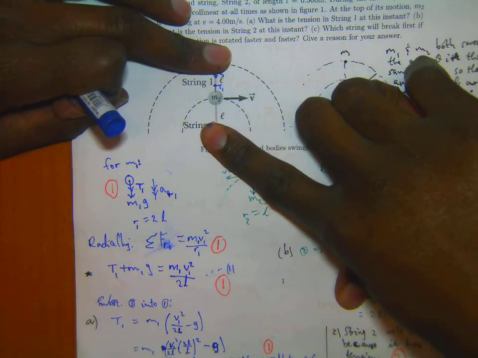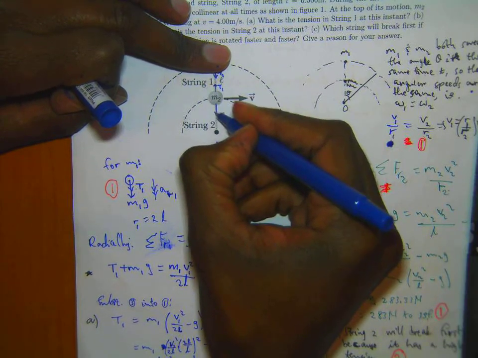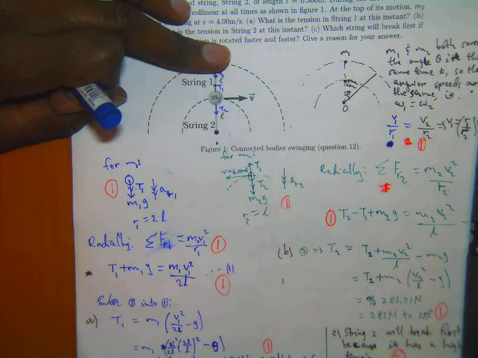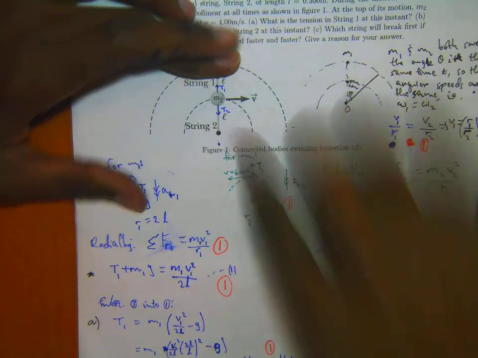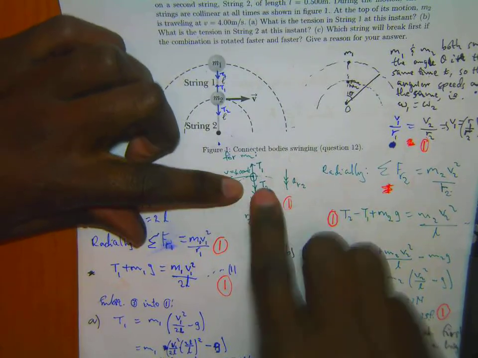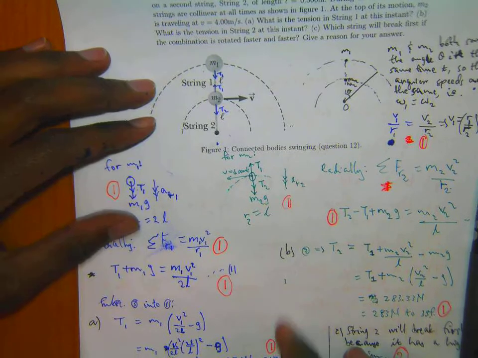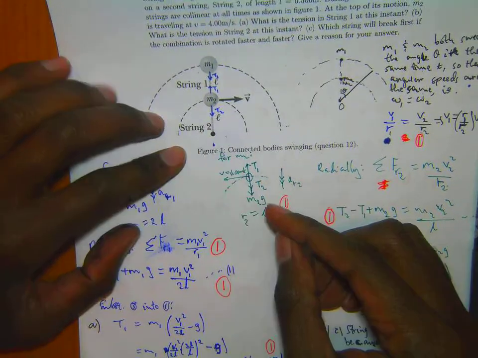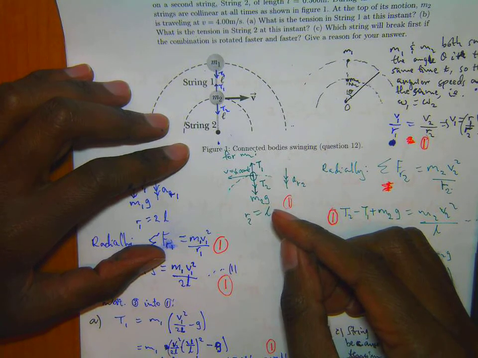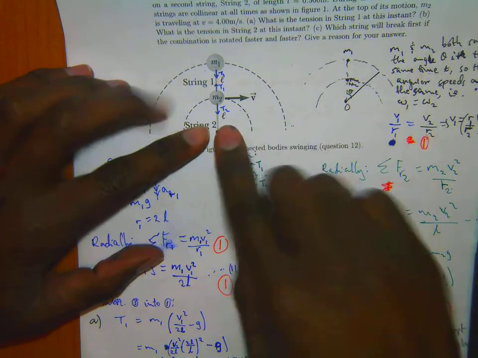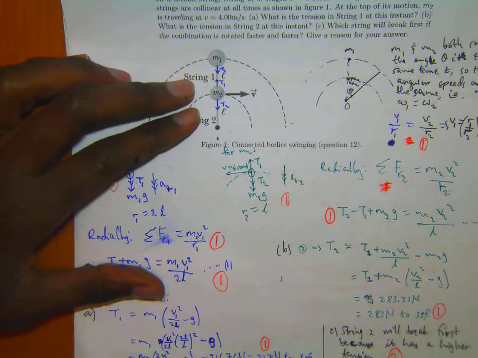T2, in string 2. That's T2. So as far as M2 is concerned, there are three forces: the weight, T2, and T1. That's the free body diagram. The radial acceleration is towards the center. The resultant radial force is also downwards, towards the center. Once you've figured that out, everything should be fine.